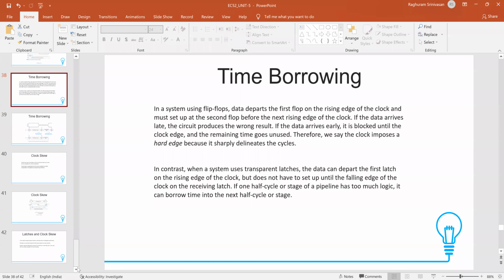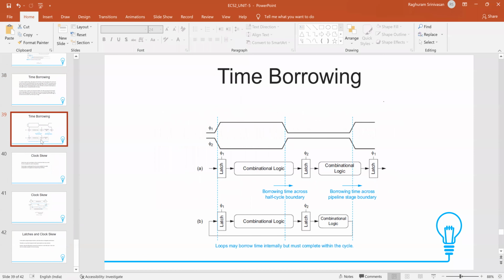So the last concept is called time borrowing, and it's sort of a complex thing. I'll let you read it on your own. I don't think we have too many topics related to this. So time borrowing is not that important. I'll maybe give you some notes later on because it's difficult to explain.